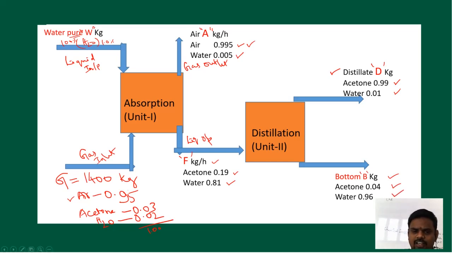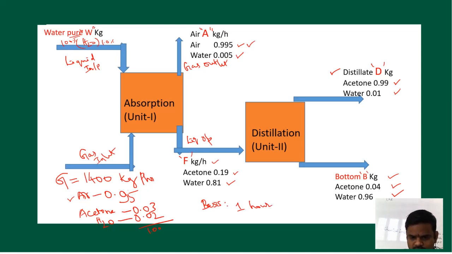So these are the data given. What will be our basis? This is 1400 kg per hour. So we have to choose a basis such that all the data are in simple values like 1400.